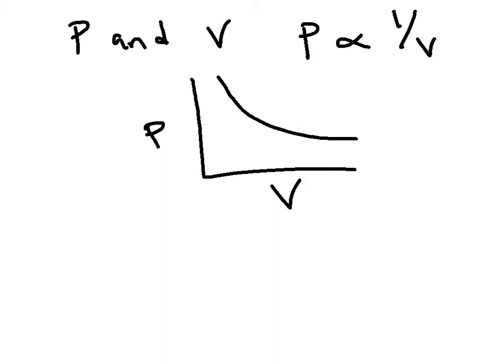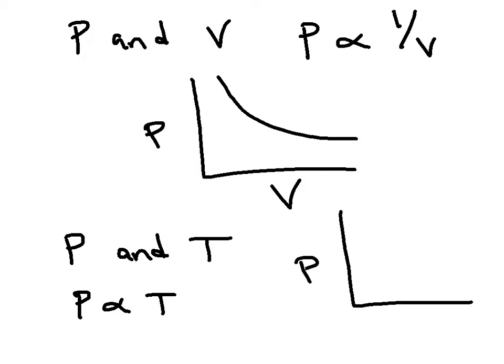Okay, the second relationship we looked at was what happens to pressure when we change temperature. And this is a direct relationship. Pressure is directly proportional to temperature. And the graph for this would look like this. As we increase temperature, pressure goes up. Now, of course, with the way I've drawn it here, temperature must be on the Kelvin scale because it's going through 0. Okay, so this is pressure versus temperature on the absolute temperature scale.